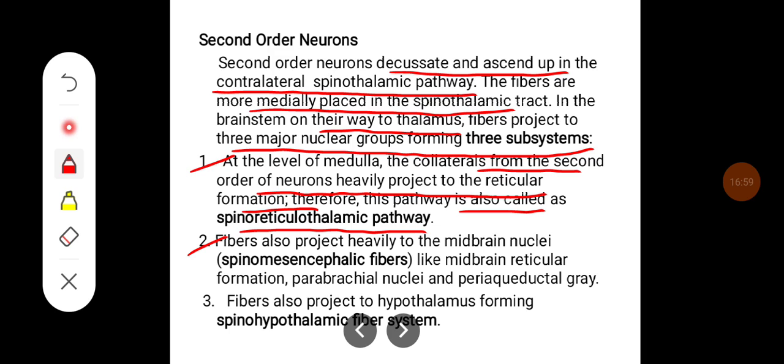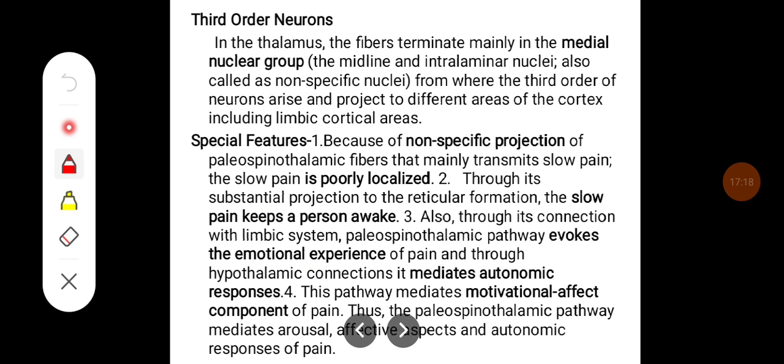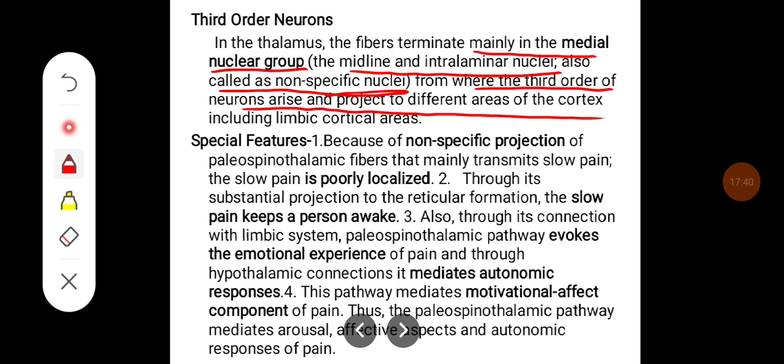The fibers also project heavily to the midbrain nuclei, that is spinomesencephalic fibers, like the midbrain reticular formation, parabrachial nuclei and periaqueductal gray. Fibers also project to the hypothalamus, forming the spinohypothalamic fiber system. The third order neurons terminate mainly in the medial nuclear group, that is the midline and interlaminar nuclei, also called non-specific nuclei of the thalamus, from where the third order neurons arise and project to different areas of cortex including limbic cortical areas.